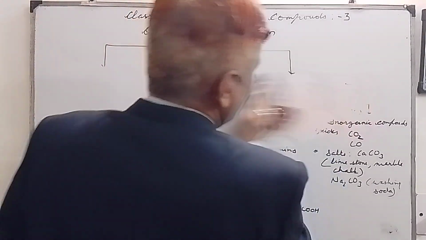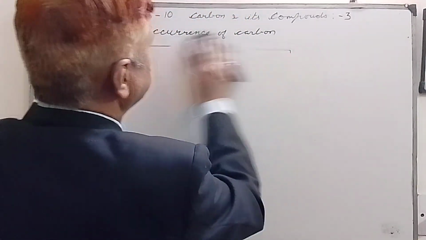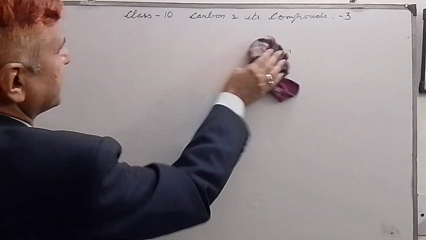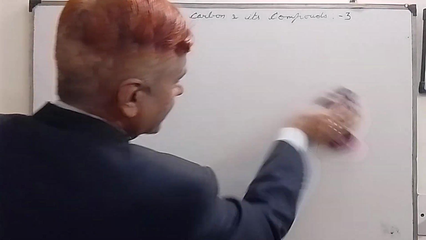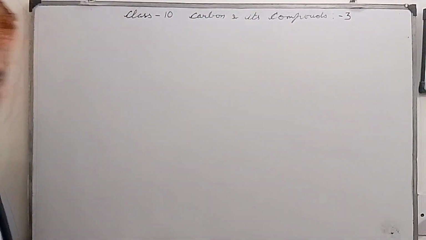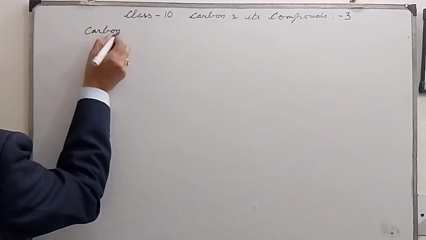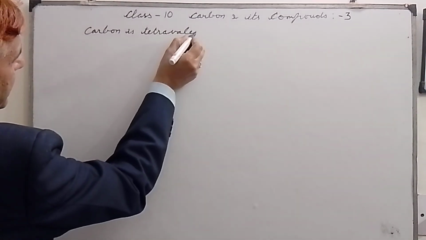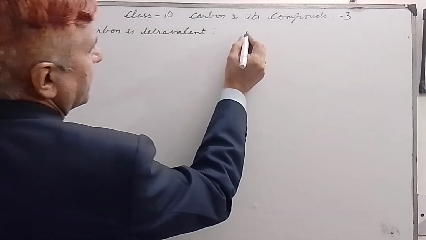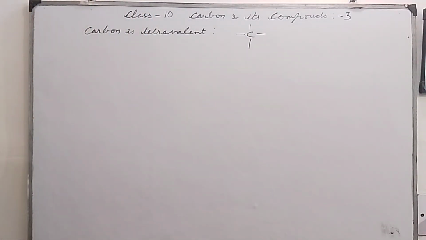So now next topic is tetravalency of carbon. Carbon is tetravalent. So my dear students, let's see how carbon is tetravalent. We can show this because valency of carbon is 4.